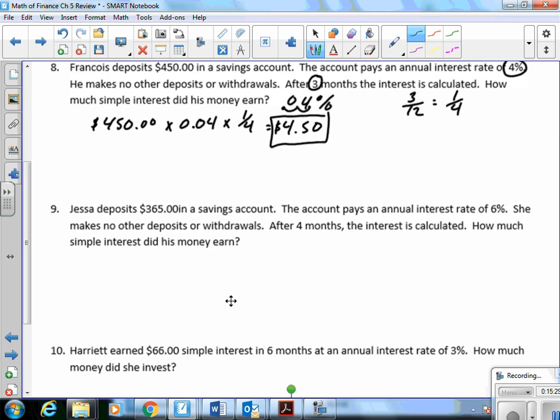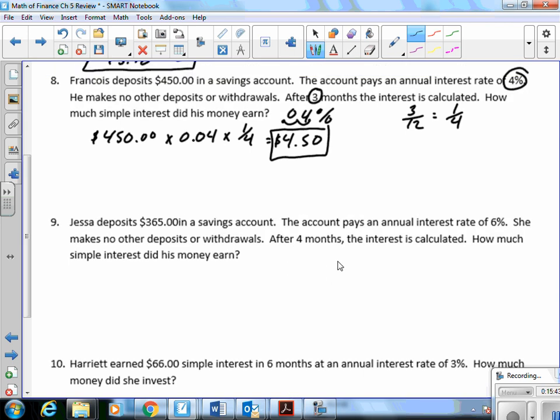Number 9, Jessa deposits $365 in a savings account. The account pays an annual interest rate of 6%. She makes no other deposits or withdrawals. After 4 months, the interest is calculated. How much simple interest did this money earn? So same basic type of problem, just different numbers. So we're starting with $365.